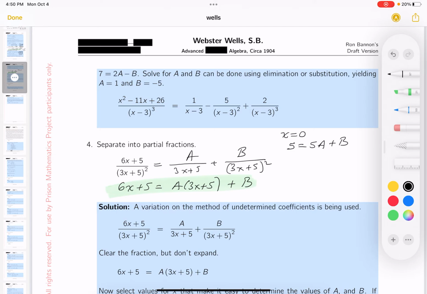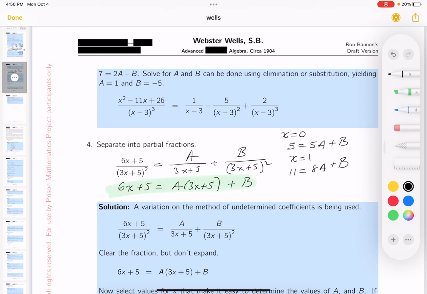Pretty good. Now I'm going to pick x to be 1. You may wonder why I'm doing that, because it's easy. You can pick any number you like, by the way. 6 plus 5 is 11. That's on the left side. And what do you get on the right side? You get 8a plus b.